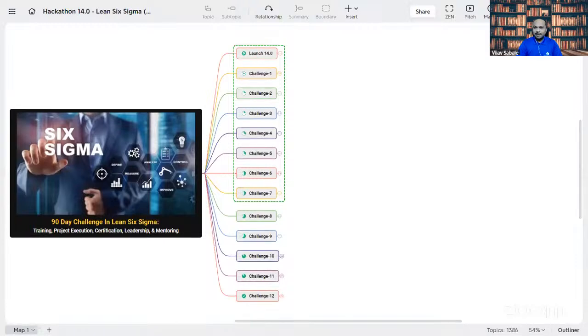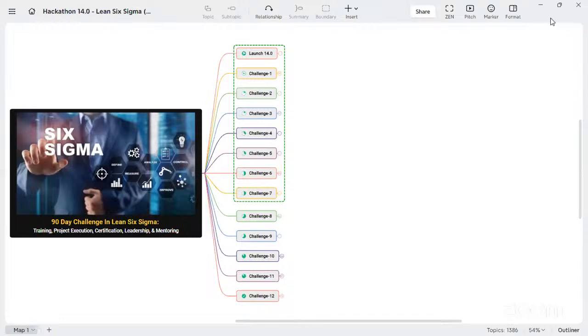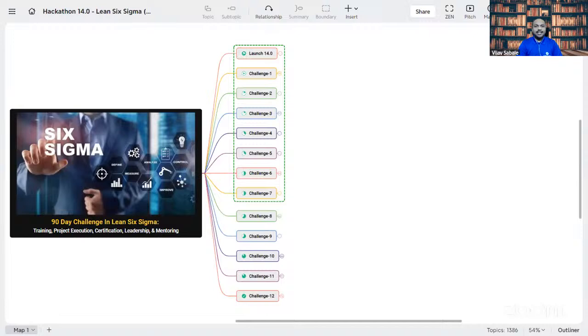Let me know if you can see my screen. Can you see my screen? Yes, sir. Yes, sir. Okay, great.